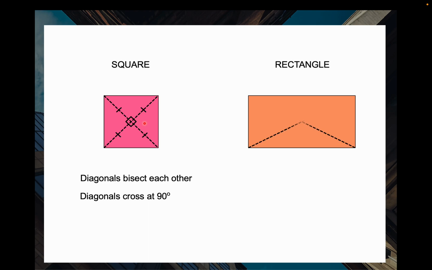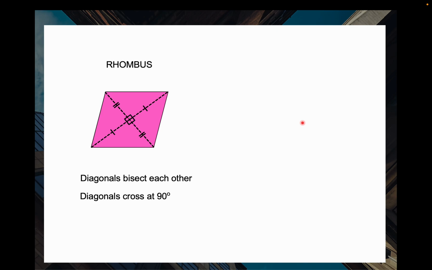For the rectangle, the diagonals also bisect each other. And just like a square, the diagonals are equal. The only difference is that at the intersection, they don't intersect at 90 degrees. For the rhombus, the diagonals bisect each other, but they are not equal. But just like a square, they intersect at 90 degrees.